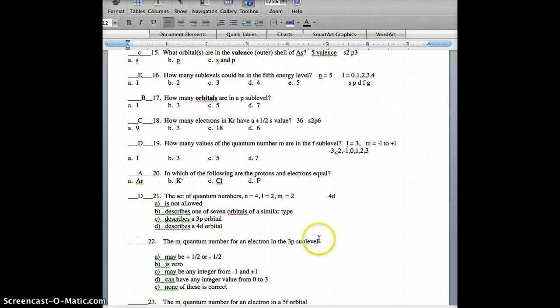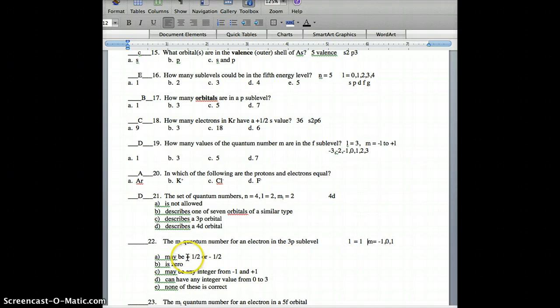The m quantum number for an electron in the 3p sublevel. If it's 3p, L equals 1. So if L equals 1, m equals negative 1, 0, or 1. So there are 3 orbitals for L equals 1.